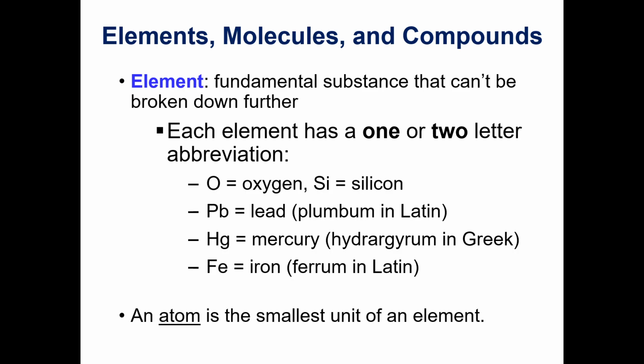The way that we abbreviate elements, because we don't want to write them out all the time, is we typically use a 1 or 2 letter abbreviation. So most elements, their abbreviation makes sense. For example, O is oxygen, Si is silicon, H is hydrogen, He is helium, N is nitrogen, and so forth. But there are some elements whose abbreviation doesn't really seem to make sense. For example, Pb is the abbreviation for lead.